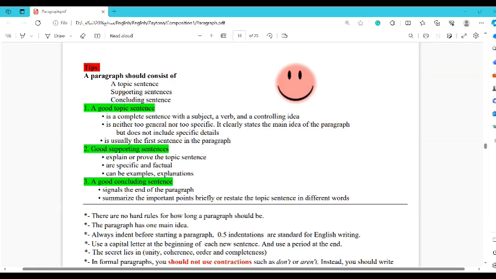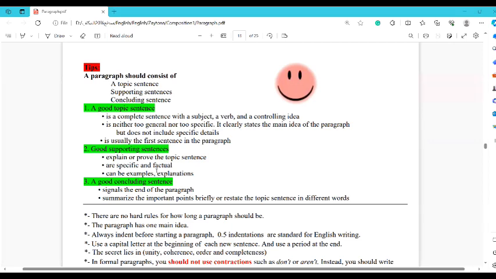Okay, let's go to the second part of the paragraph. The first part is the topic sentence. The second part is supporting sentences, or you can call them the body. Good supporting sentences explain or prove the topic sentence. It means they support the topic sentence because they are talking about the same idea that is already included in the topic sentence. So good supporting sentences are specific and factual.